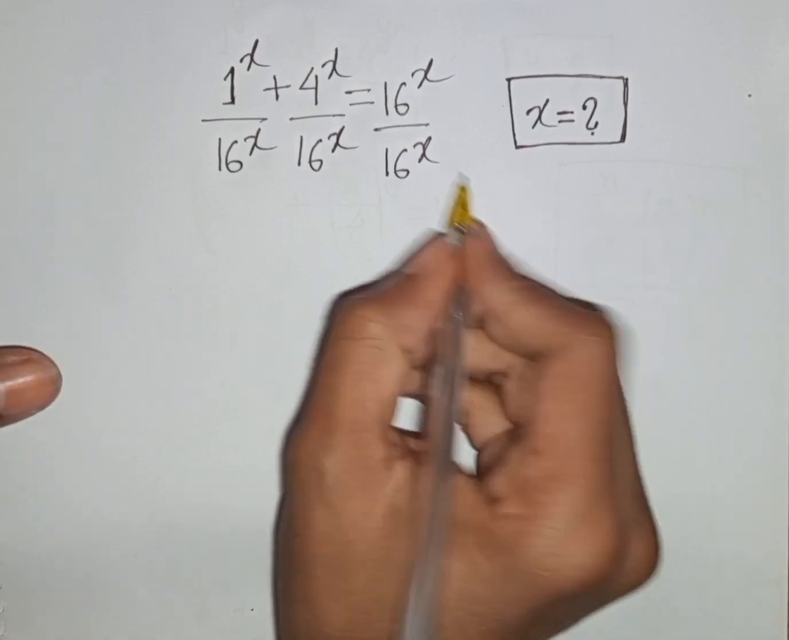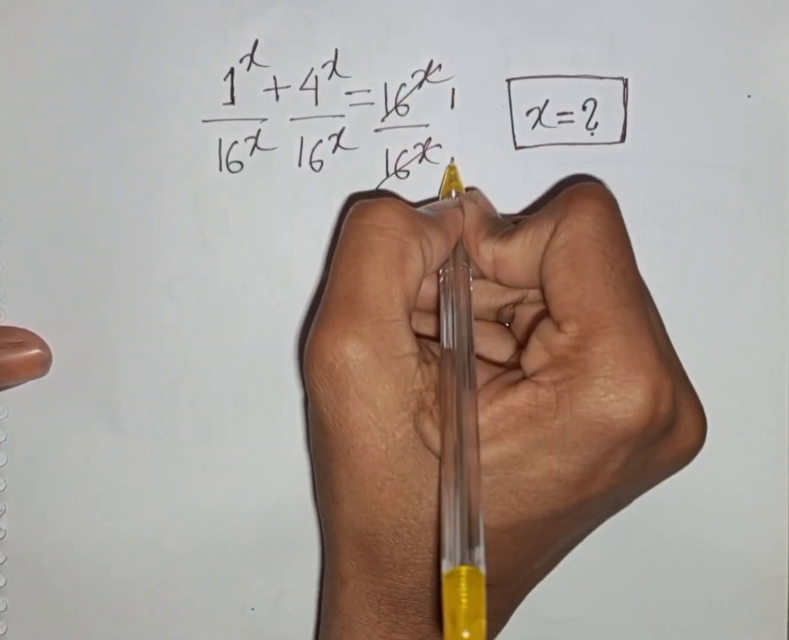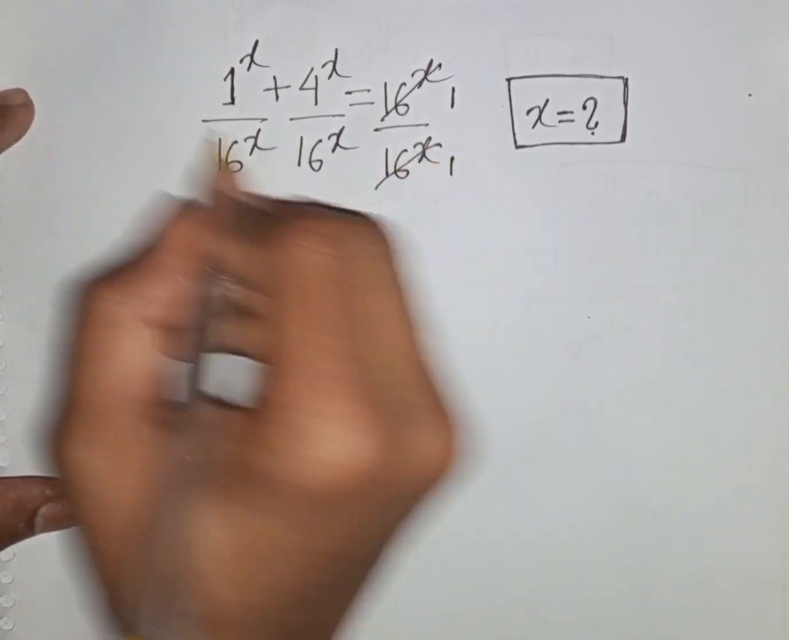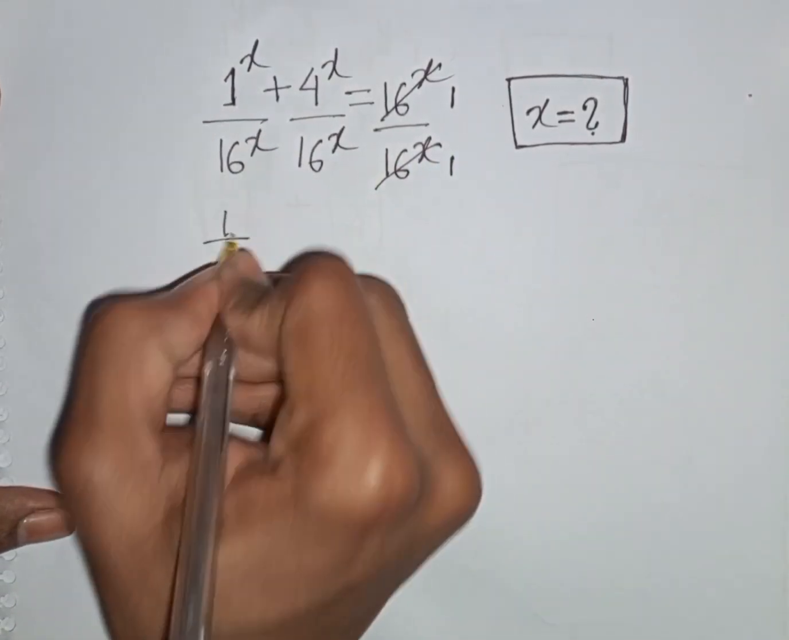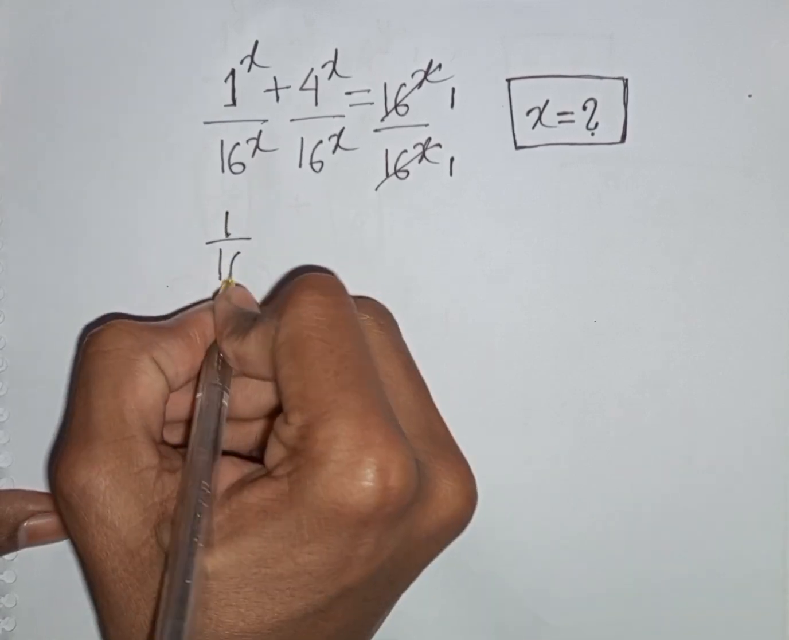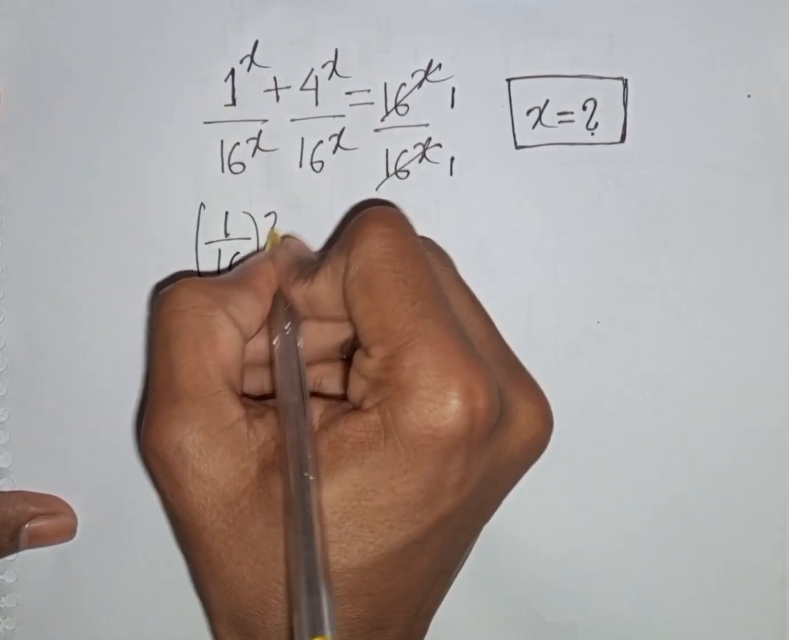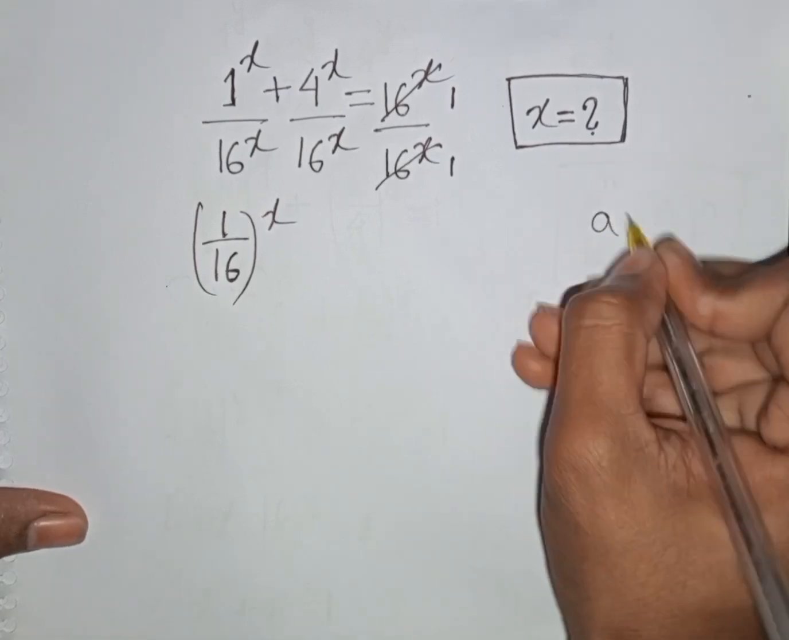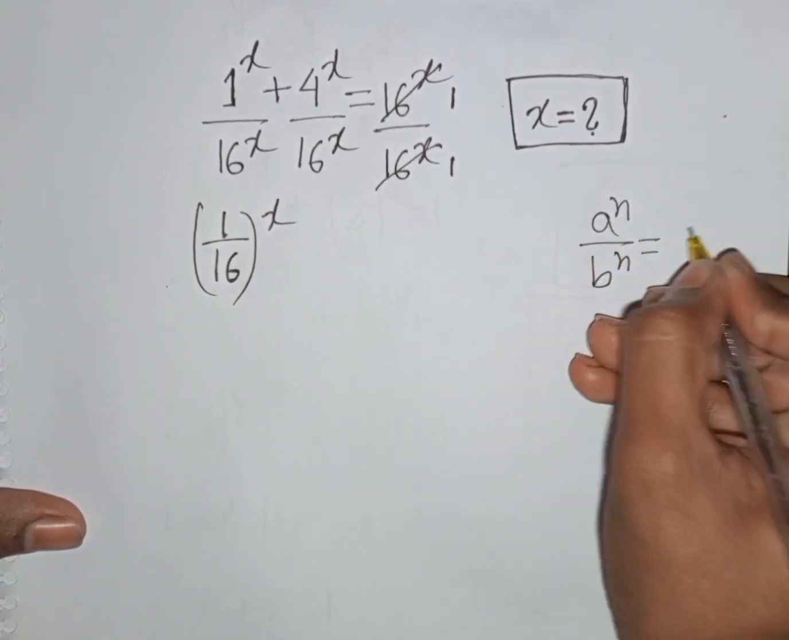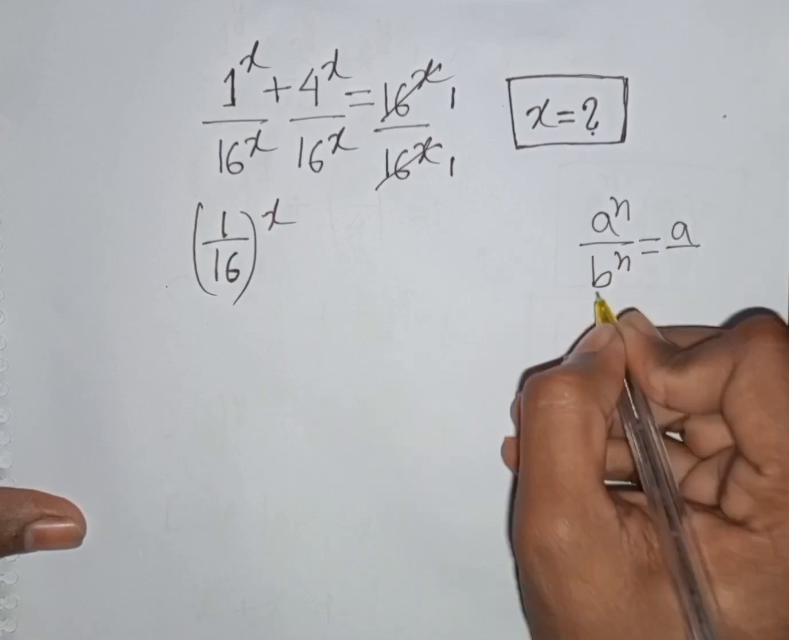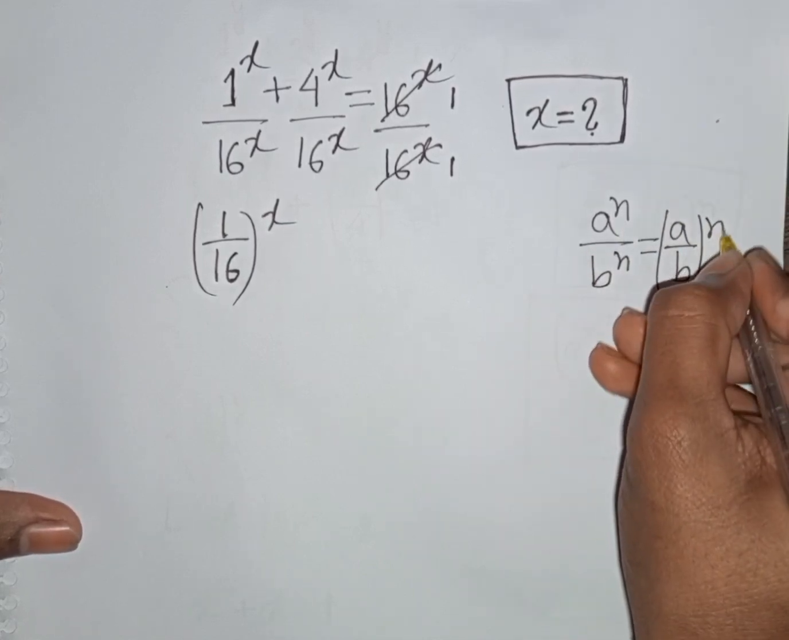Now we see this will be cancelled. So here and here. Now 1^x divided by 16^x means it will be (1/16)^x. According to the formula, a^n over b^n is equal to (a/b)^n.